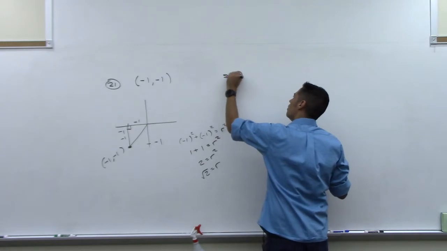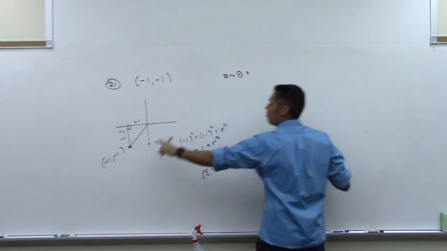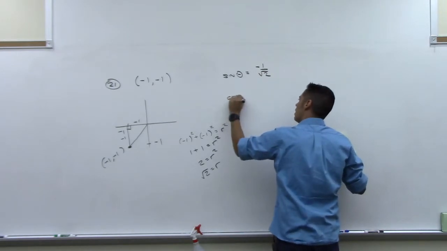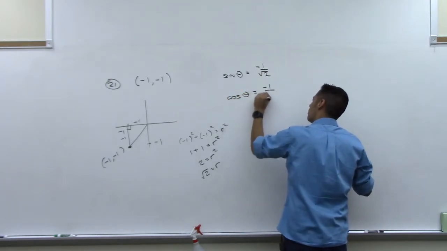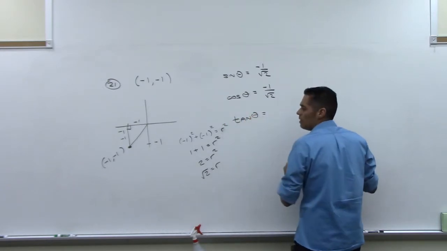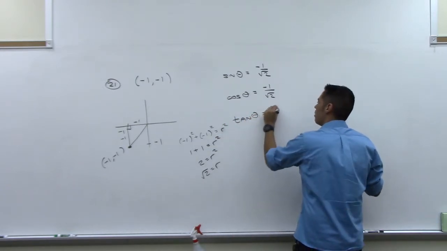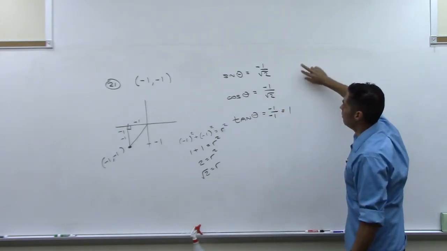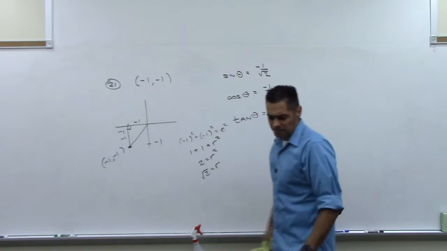Sine of the angle is y over r. So y is -1, so -1 over root 2. Cosine is x over r. So again, -1 over root 2. Tangent of theta is y over x. So -1 over -1, which is 1. And then we could get all of our other 3 trig functions by just flipping those over.